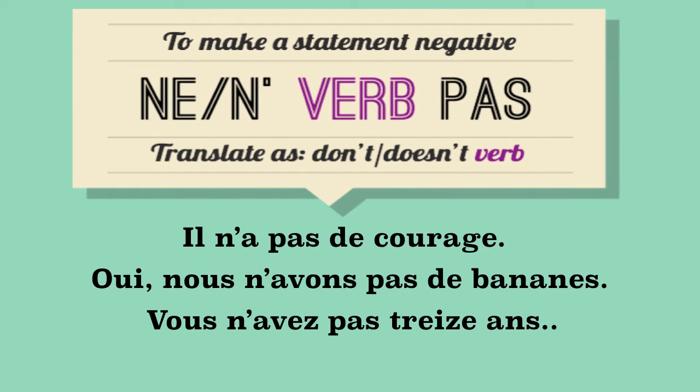If we want to make a sentence negative, all we have to do is say ne or n apostrophe, put our verb in, and then put pas. If the verb starts with a vowel, we use the n apostrophe. If it doesn't start with a vowel, we just use ne. And then we translate this as subject, don't or doesn't, and the verb.